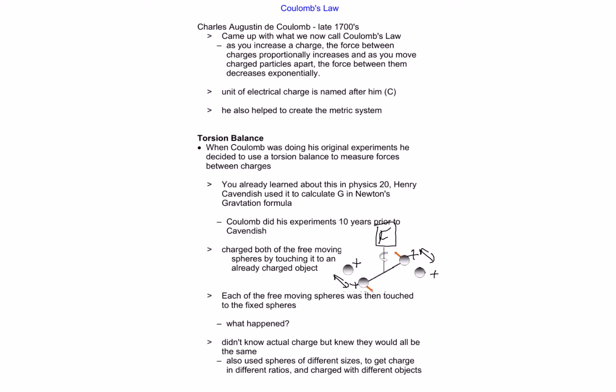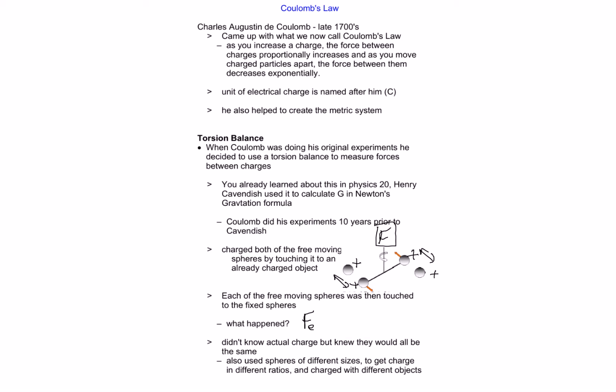So he got them to separate, right? By them separating, he created a force, and because it's due to electrostatics, we call it Fe. He didn't know how much the charge was, but he could measure the forces. And he would change the amount of charge by changing the size of the spheres.